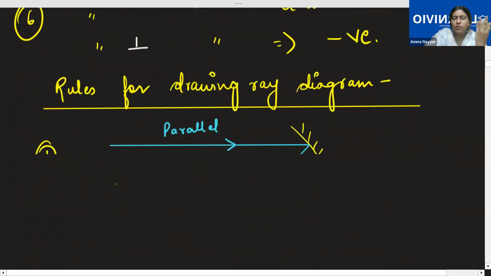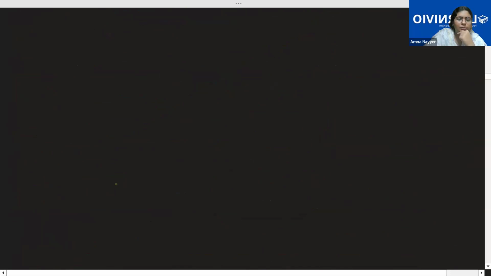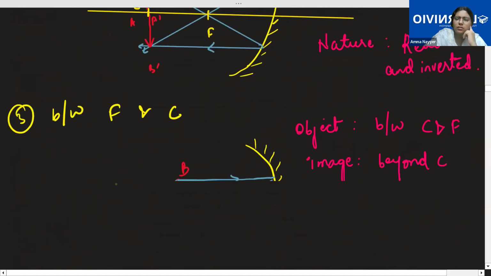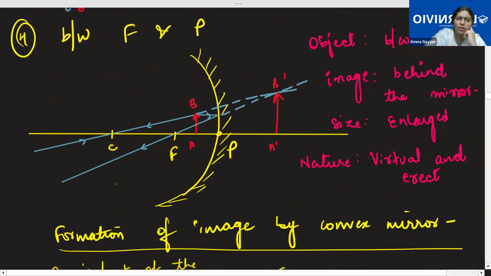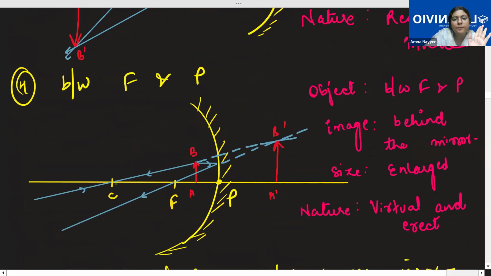The four rules for drawing the ray diagram were completed, and these ray diagrams are over. Just tell me one thing, class, could you note everything, or was something left to be written? Have you noted? Yes, ma'am. All right.